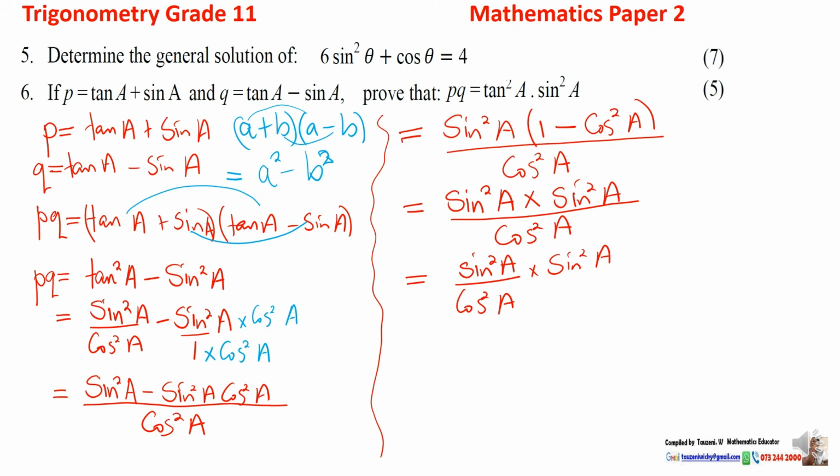I have put these two, the top one and the bottom one, together, because that will form my tan. So this is equal to tan squared A multiplied by sine squared A. This is my value for PQ. I have proved the identity. PQ is equal to tan squared A multiplied by sine squared A. And that answers question number 6.